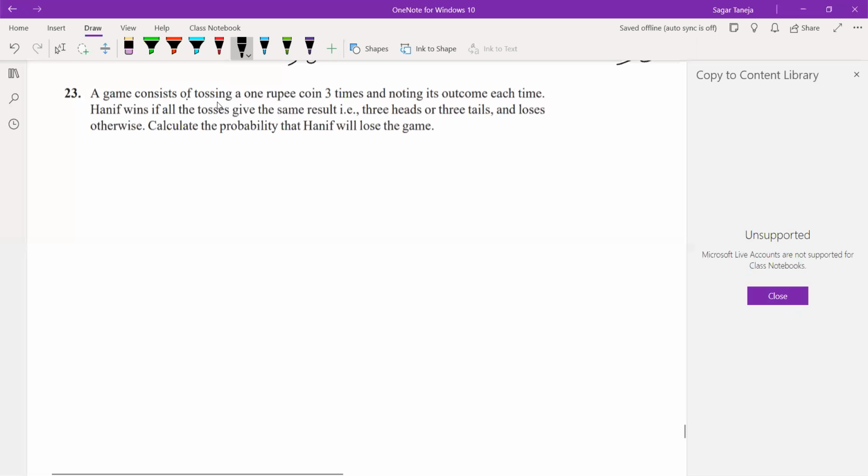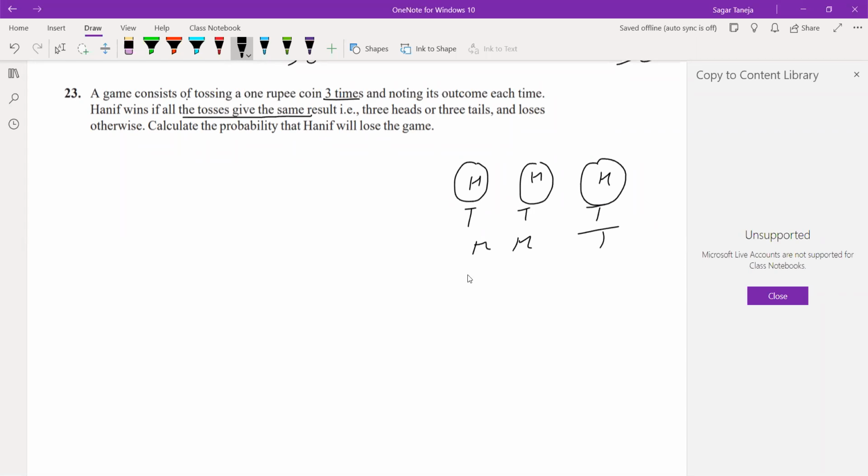A game consists of tossing a 1 rupee coin 3 times and noting its outcome each time. Hanif wins if all the tosses give the same result. See, you are tossing a coin, then again you are tossing a coin, then again you are tossing a coin. While tossing a coin 3 times, you can get every time head, or every time tails, or head, head, tails. So there can be different outcomes.